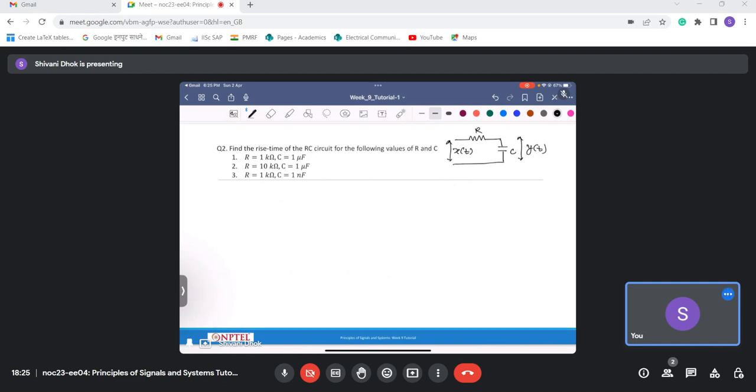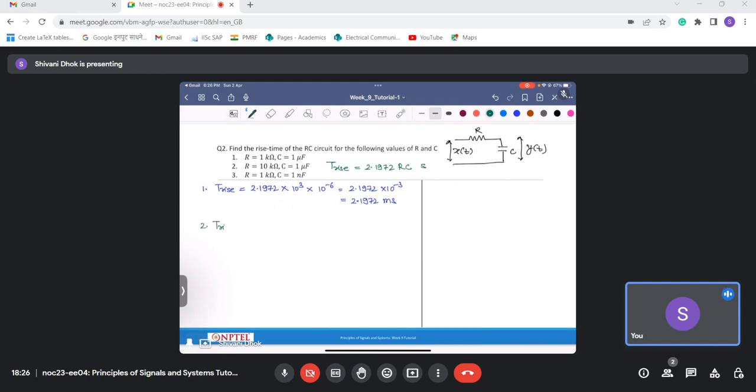That is, the output is basically the voltage across this capacitor. Now we have been given three cases, three conditions of R and C, and we have seen that T rise is equal to 2.1972 RC, and this is in seconds. Let us consider the first example. Here R is equal to 1 kilo ohm and C is equal to 1 microfarad. So T rise is equal to 2.1972 multiplied by 1 kilo ohm, that is 10 raised to 3, into 1 microfarad, that is 10 raised to minus 6. So this comes out to be 2.1972 into 10 raised to minus 3, which is equal to 2.1972 milliseconds.